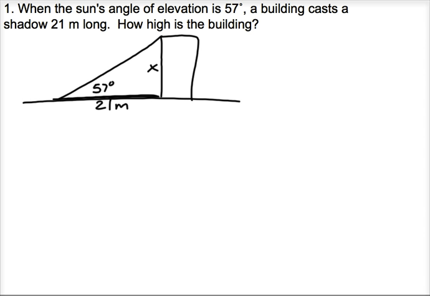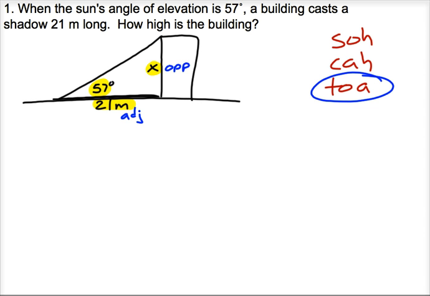Well, I think of my trig function, so I remember SOHCAHTOA. And I look at my problem. I have a 57-degree angle, and then I have these other two values. Well, from the 57, x happens to be opposite. The 21 meters is adjacent. And if I'm dealing with opposite and adjacent, I'm going to have the tangent function. So let's set up a tangent function. Tangent of 57 degrees equals opposite x over adjacent 21.